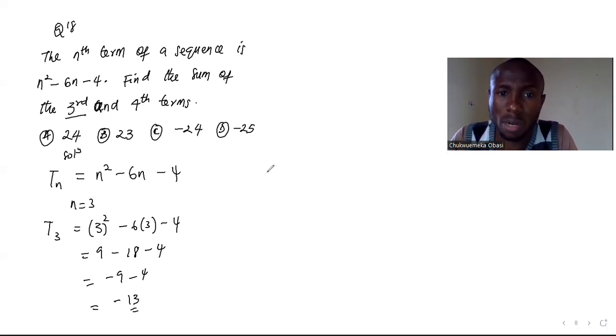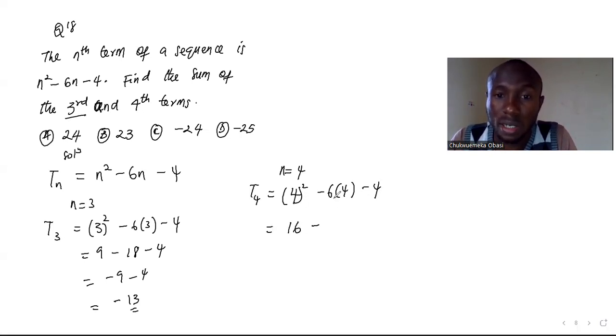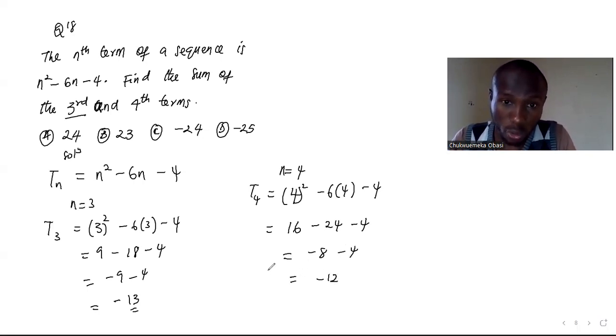So let's get the fourth term. That will be when n is 4. I believe you're following. That will be T sub 4. You plug in n to be 4, so you have 4 squared, minus 6 times 4, and minus 4. 4 squared is 4 times 4, which is 16. 6 times 4 is 24, and minus 4. So 16 minus 24 gives me minus 8, and here I have minus 4. So minus 8 minus 4 should give me minus 12. So I have the fourth term.